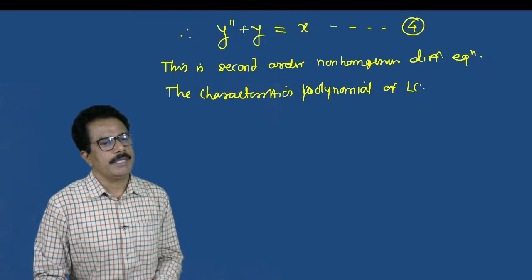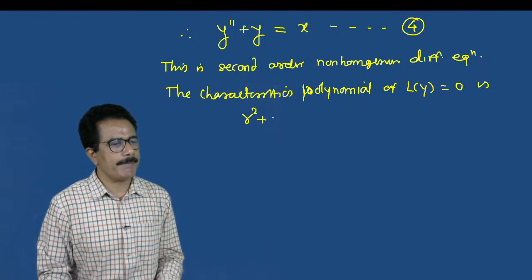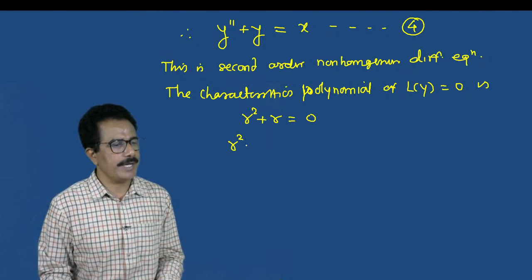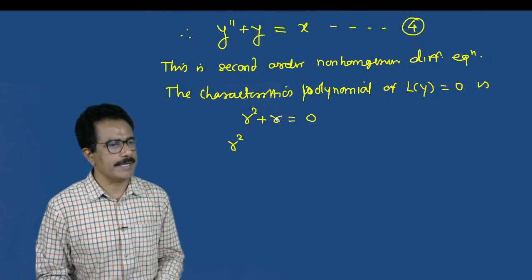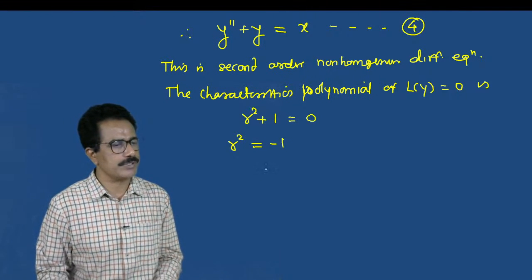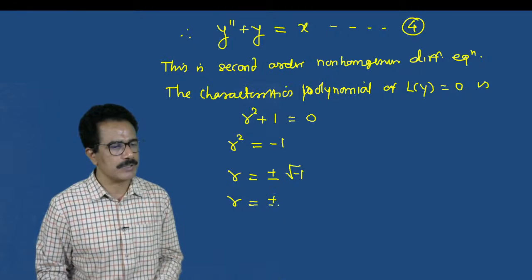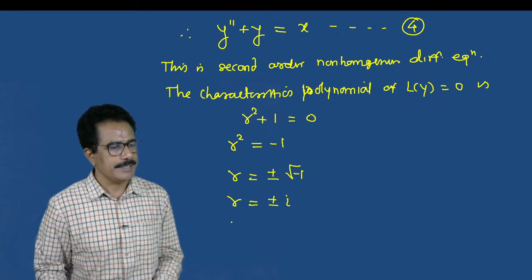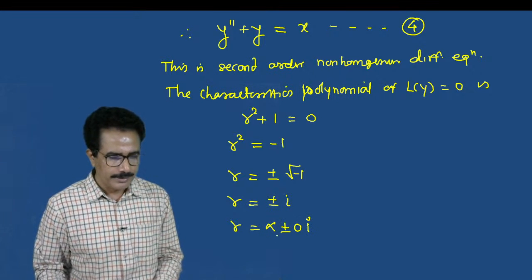L of y equals 0 is r square plus 1, which is equals to 0. So r square is equals to minus 1, r is equals to plus or minus root minus 1. So r is equals to plus or minus i, which means r is equals to alpha plus or minus 0i.